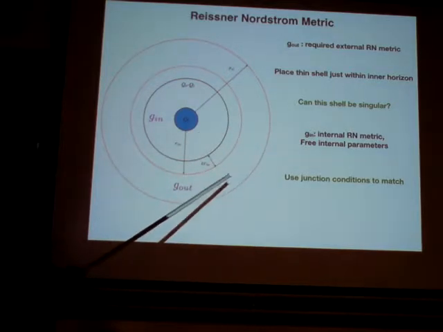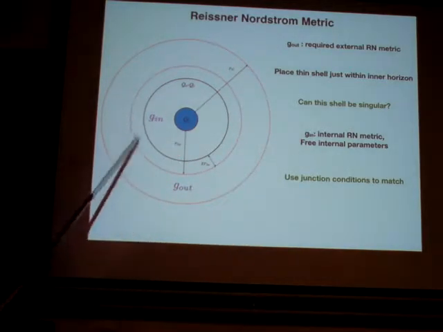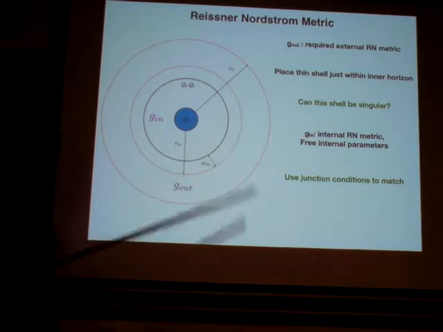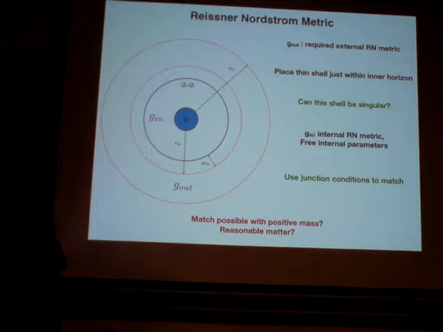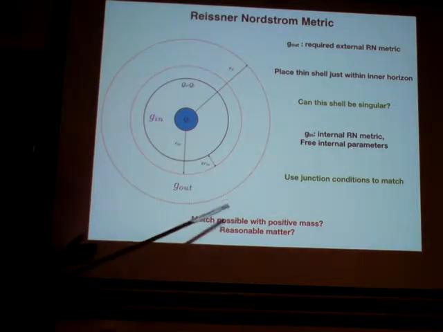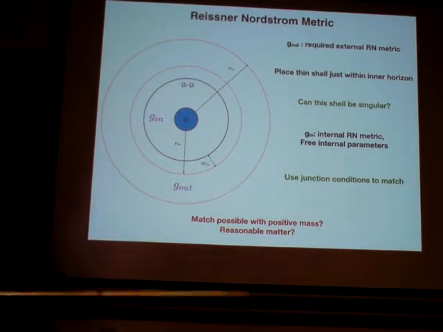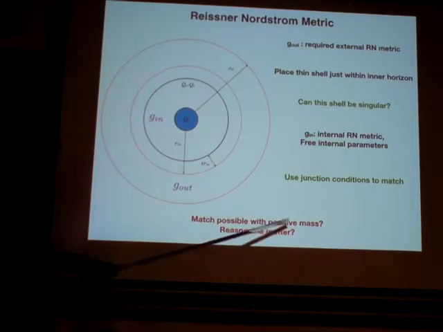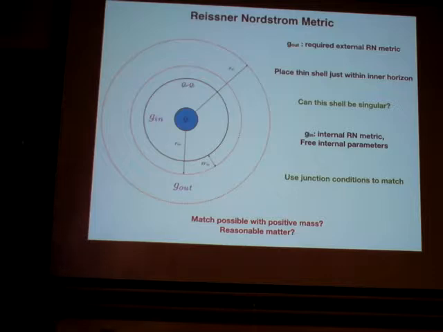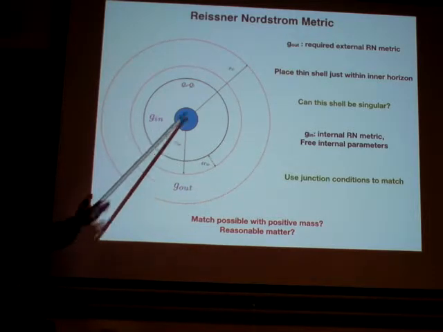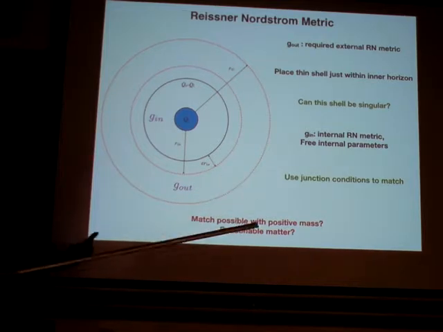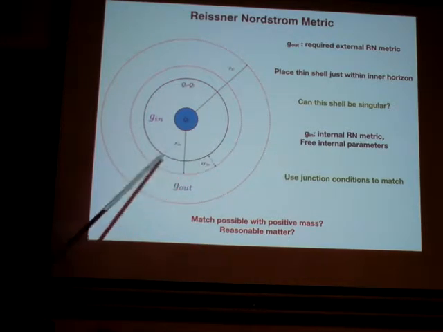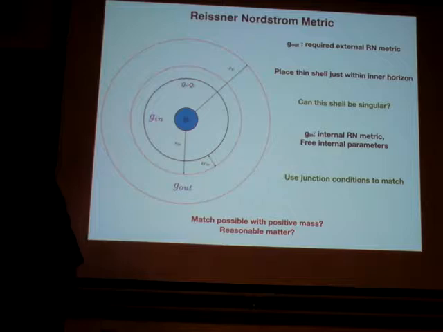And then I'm going to use the Israel junction conditions to match this internal metric with the required external metric. And I want to ask, is that actually possible? The question is, can you do this match by using reasonable matter? My metric for reasonable matter is that it has positive energy densities. It satisfies the dominant energy condition, something like that. Okay? Because obviously, if I could only do this match by having negative mass, that would be stupid, because there are instabilities. What would be interesting is such a match can be made with all the densities being positive. How do we do that?